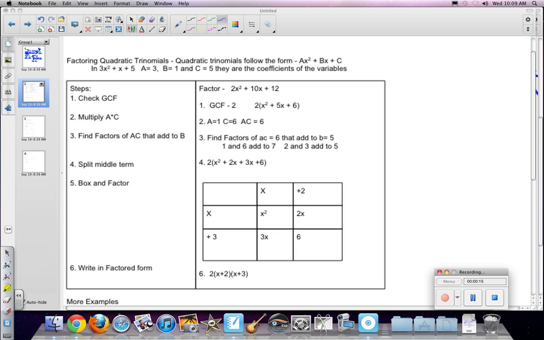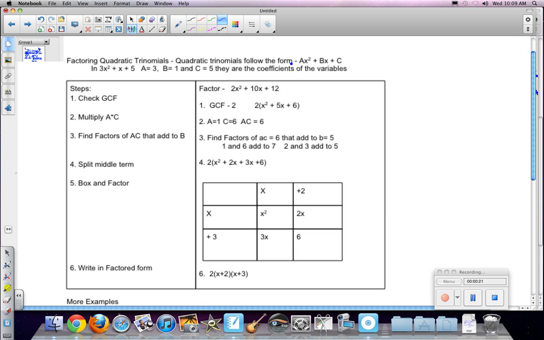First, let's recognize that all trinomials follow this pattern, ax squared plus bx plus c, where a is the coefficient of the x squared term, b is the coefficient of the x term, and c is the constant. So in this one, 3x squared plus x plus 5, a would be 3, b would be 1, and c would be 5. Okay, so just to recognize that.